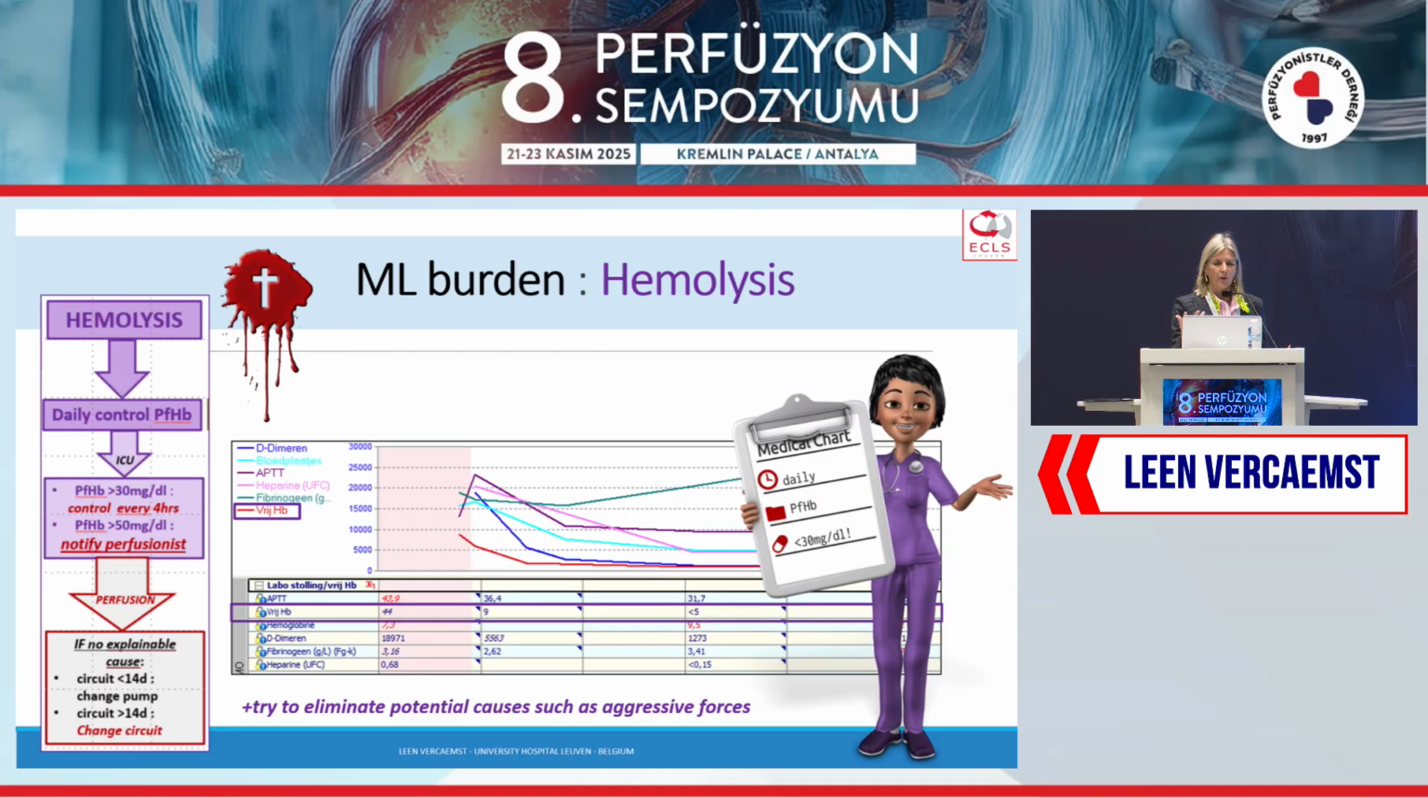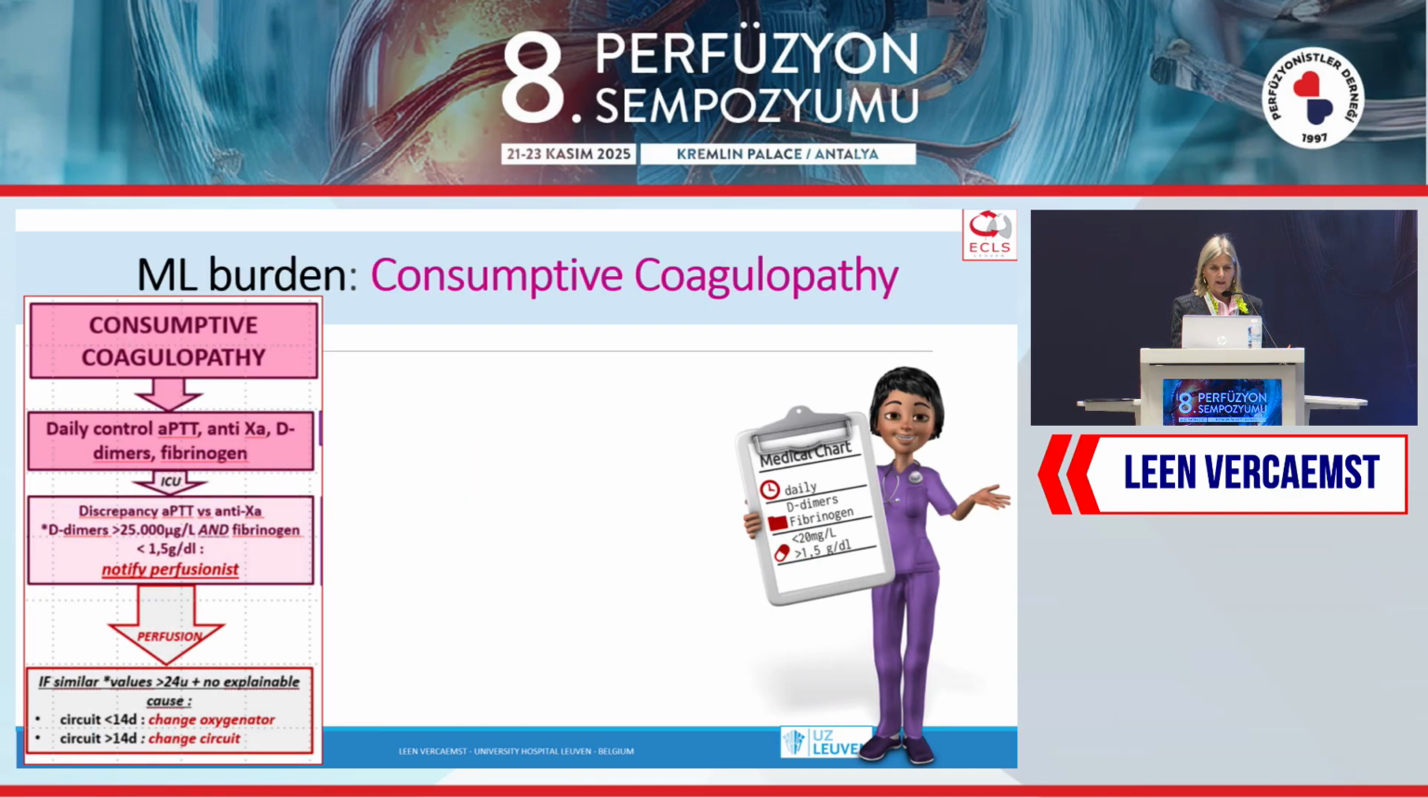The same for hemolysis. We define how to check for hemolysis, when to take an action. And the same for consumptive coagulopathy, which has become the most important monitoring for us with respect to membrane lung dysfunction. And then I'm talking about D-dimers and fibrinogen.